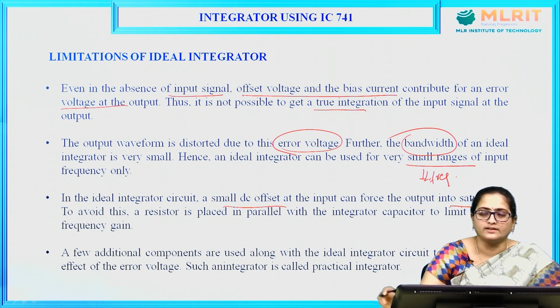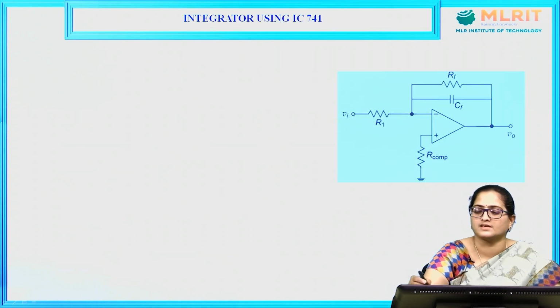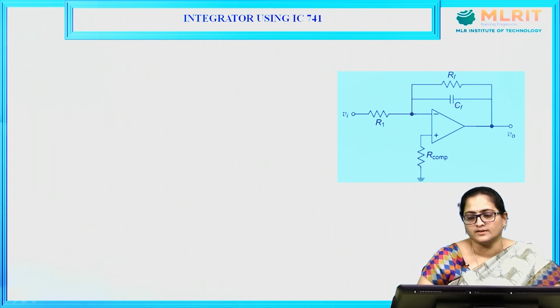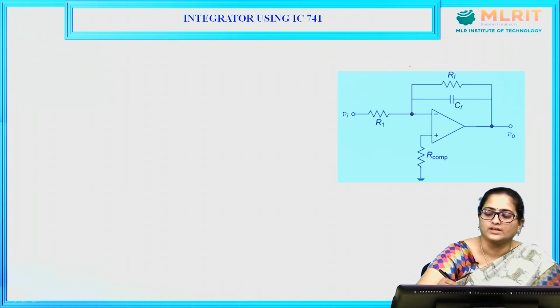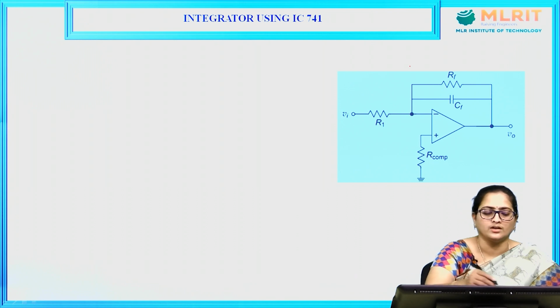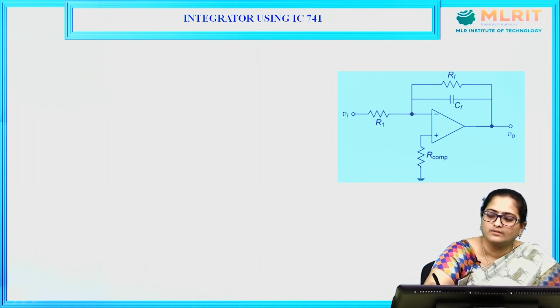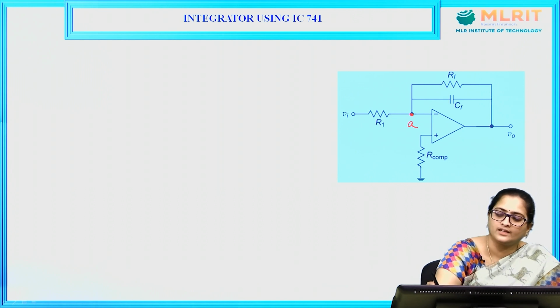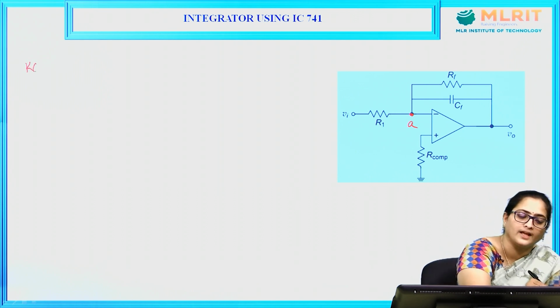So, to avoid this, a simple resistor is placed in parallel with the capacitor CF, and this circuit is a practical integrator circuit. So here, let us assume this as node A. Same as the ideal integrator, you apply KCL at node A.